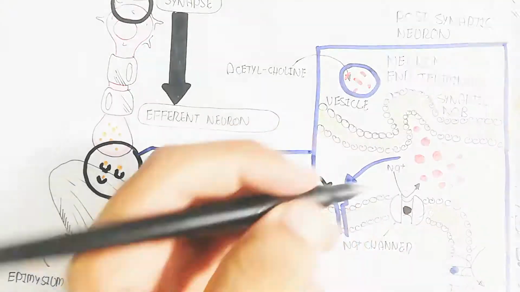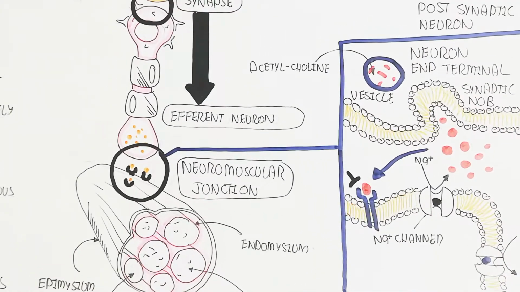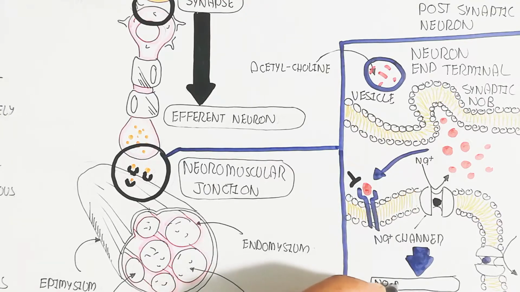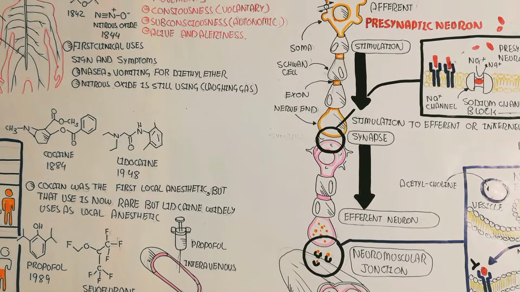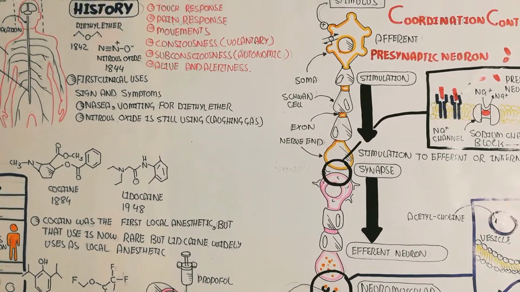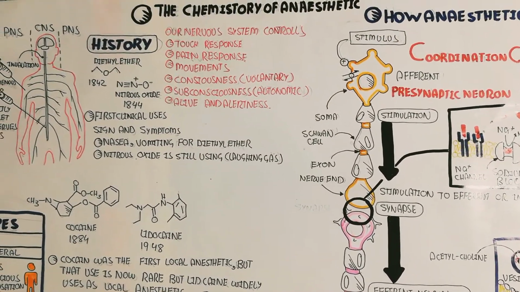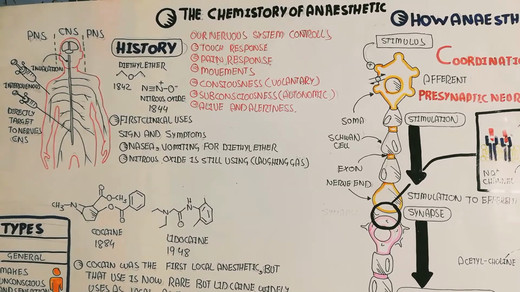So the calcium will not move inside, so the troponin will not bind with the calcium, and depolarization inhibition will lead to no movement, no contraction. That is why the anesthetic will lead to an unconscious person. So thanks for watching. Bye.